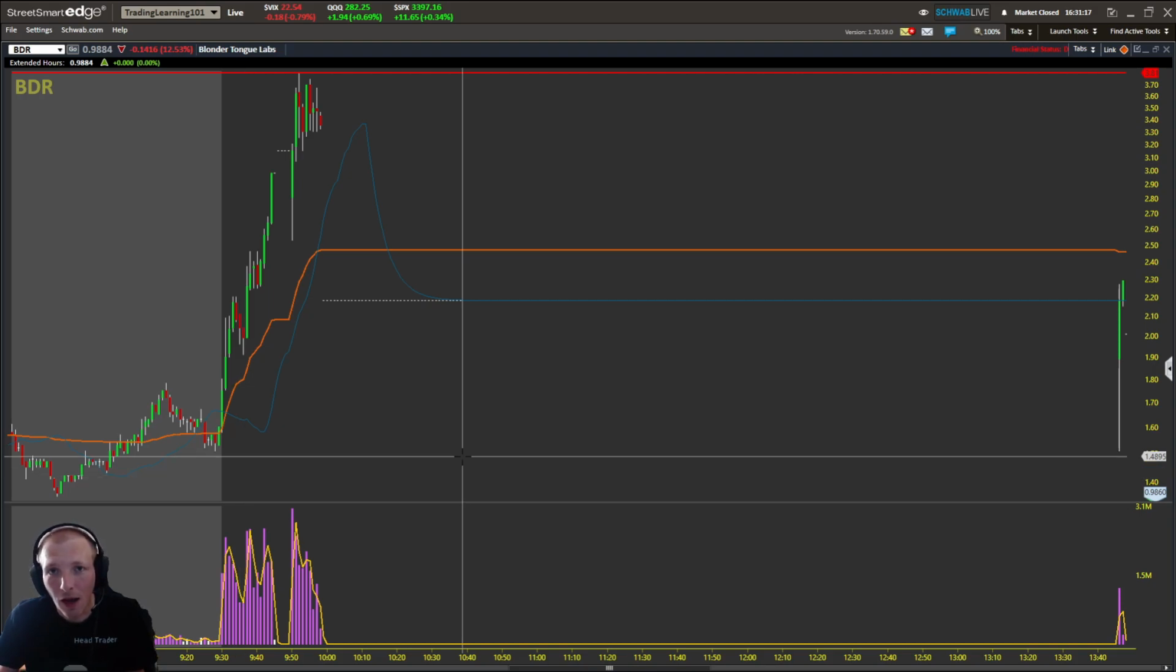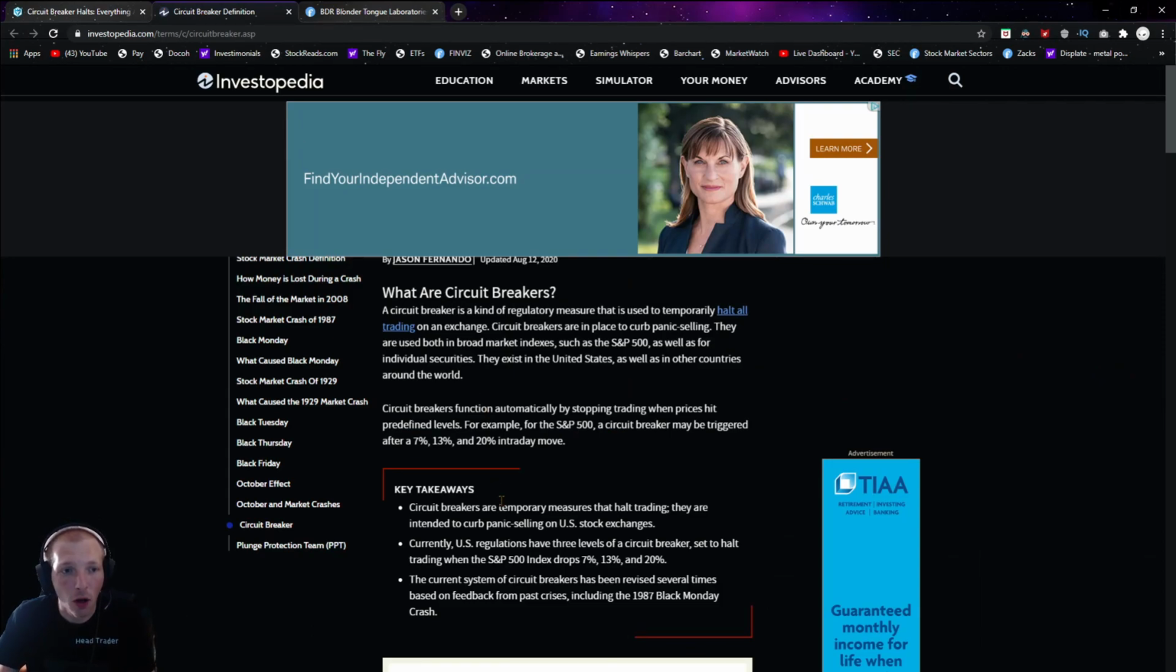If a stock is $1 and the stock jumps 10 cents, that's a 10% move. And if it makes that big of a move under 5 minutes, they're gonna pause trading. So let's look up, what are circuit breaker halts? A circuit breaker is a kind of regulatory measure that is used to temporarily halt all trading on an exchange. Circuit breakers are in place to curb panic selling. They are used both in broad market indexes such as the S&P 500 as well as individual securities.